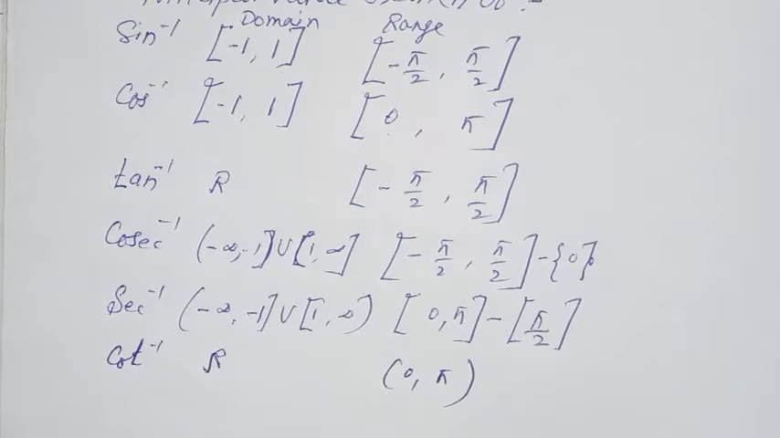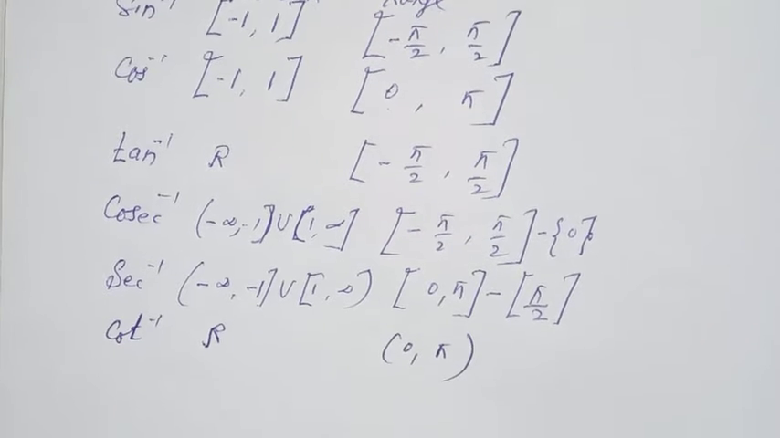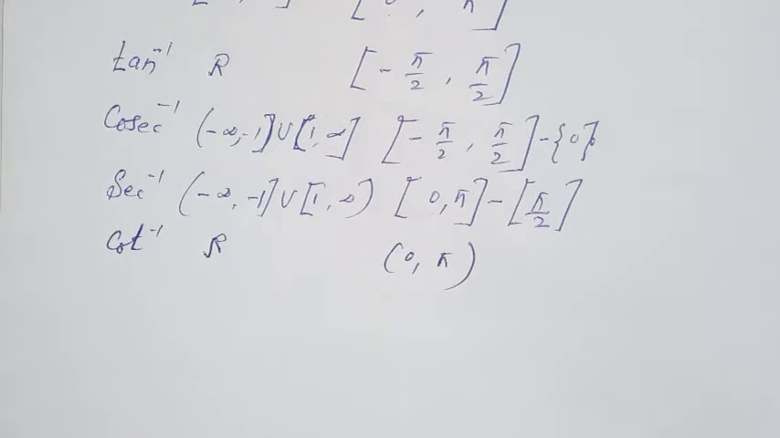This is very important for this type of sum if you want to find out the principal value. The principal value always lies within the given range, the principal value branch of the following trigonometrical functions. So let's start one sum, then you can understand how to solve it.